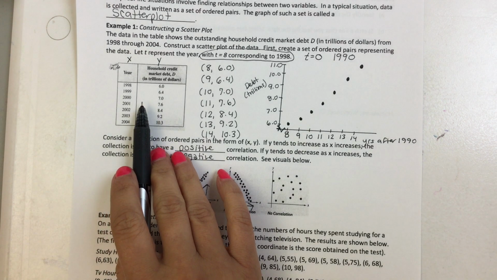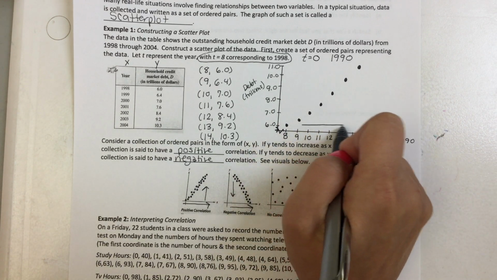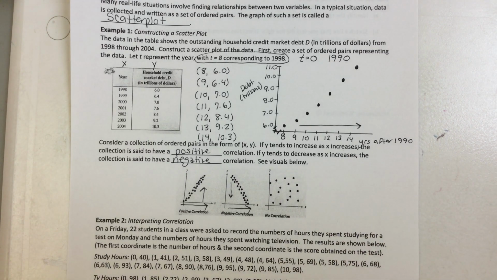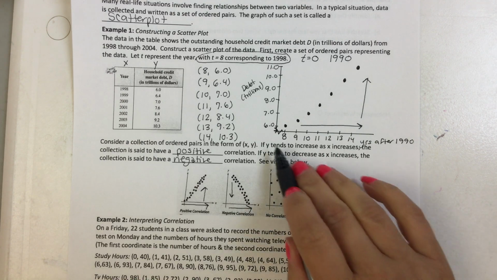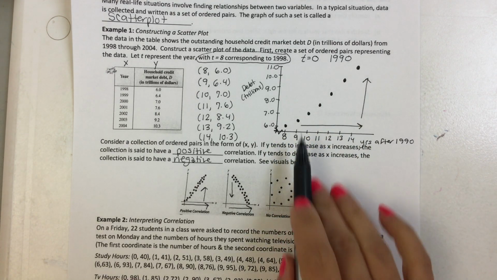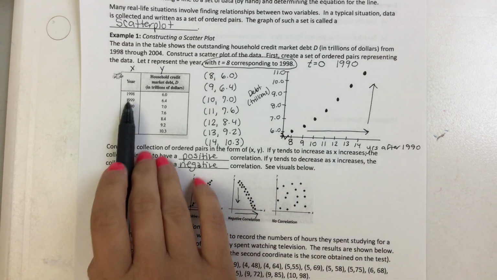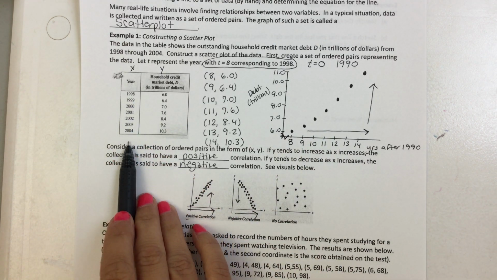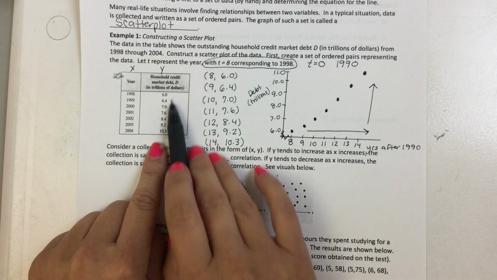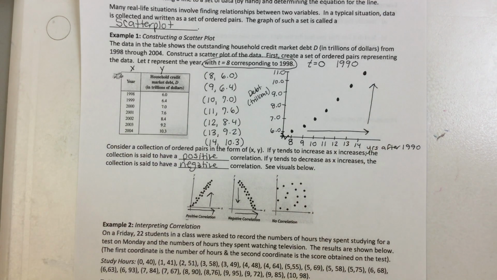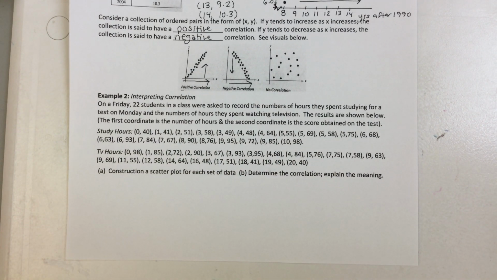So looking back at our example 1, this would be a positive correlation because as the x values were increasing, as we were going to the right, the y values' pattern tended to go upwards. So this would be an example of a positive correlation. And so what that actually means is as the years go on, as time passes, the amount of household credit debt is increasing over time. Okay, let's look at another example.